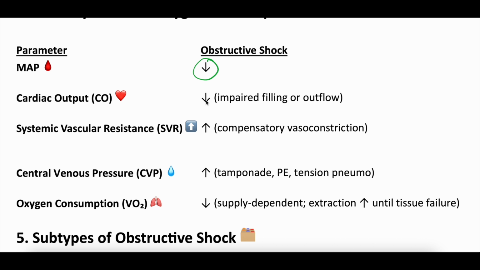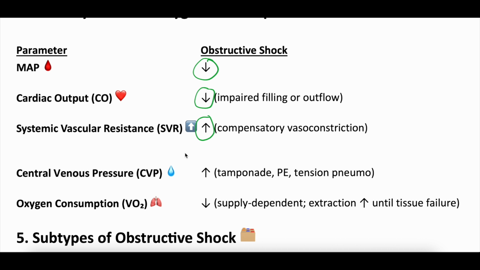Your cardiac output is going to be low because you don't have enough venous filling or you have too much afterload. Your systemic vascular resistance, your SVR, remember this is a measure of vasoconstriction or vasodilation. So, is your SVR going to be low or high? It's going to be high because your blood vessels are constricting to try to compensate for that lower cardiac output.